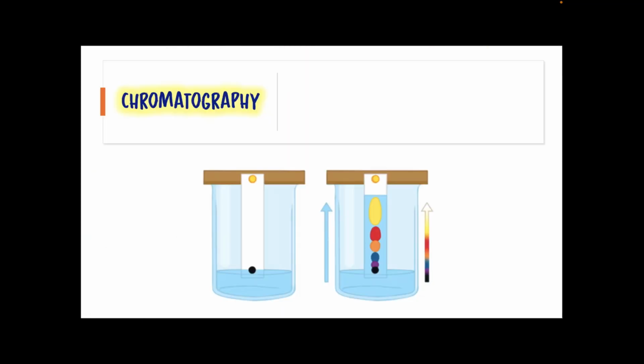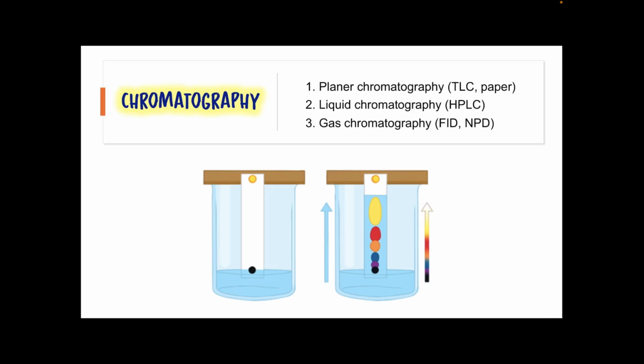Next one, for chromatography technique, we have the planar chromatography, again thin layer chromatography, liquid chromatography, the high performance liquid chromatography, and we also have the gas chromatography. We have the FID. So this is flame ionization detector. And of course, we also have the NPD. So this is nitrogen phosphorus detector.